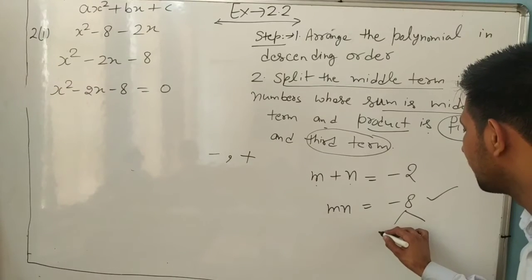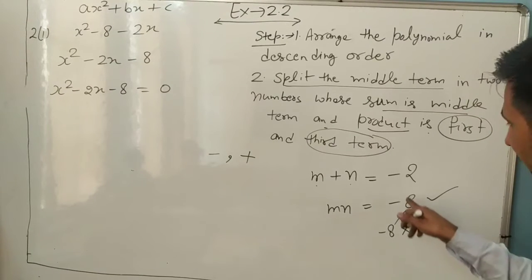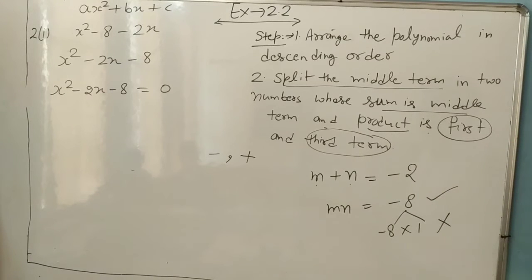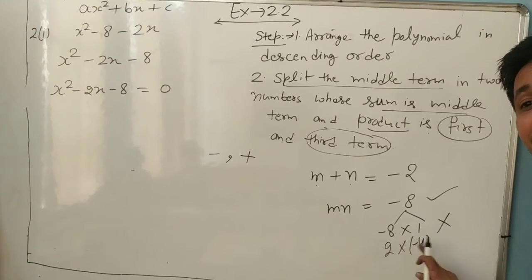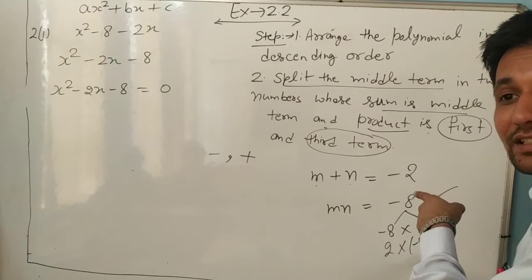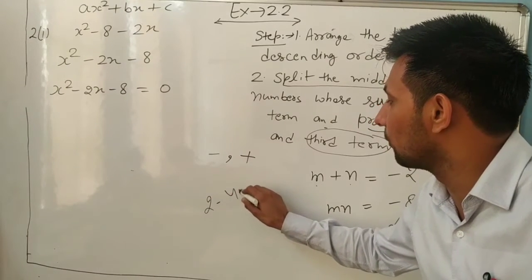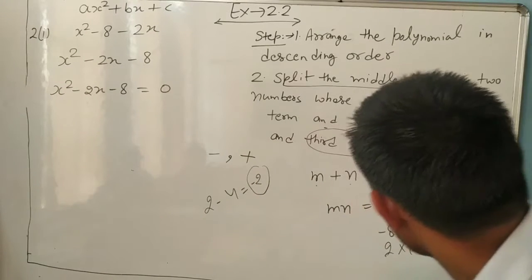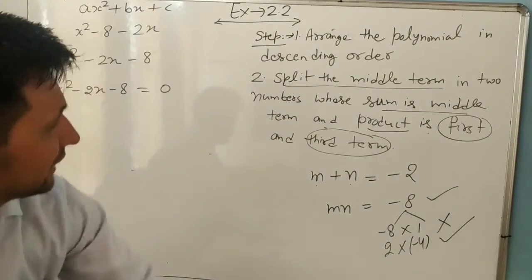So the product of two numbers: minus 8 into 1. Product is minus 8, yes. Sum is minus 7, no, it is not possible. Next is 2 multiplied by minus 4, because one is positive, one negative, and we know the greater one is negative. So 2 into minus 4 is minus 8, and the sum 2 minus 4 is how much? Minus 2. Yes, it is your answer. So these two numbers are 2 and minus 4. It is only rough work, okay?